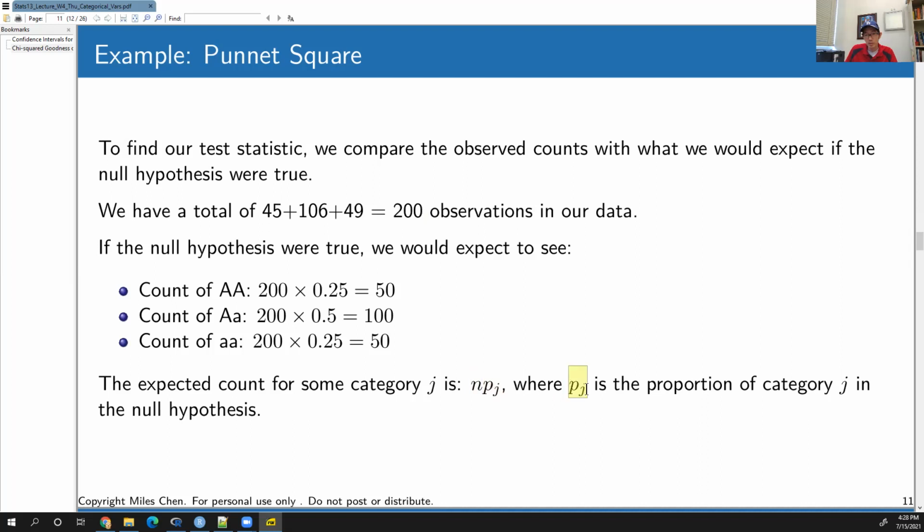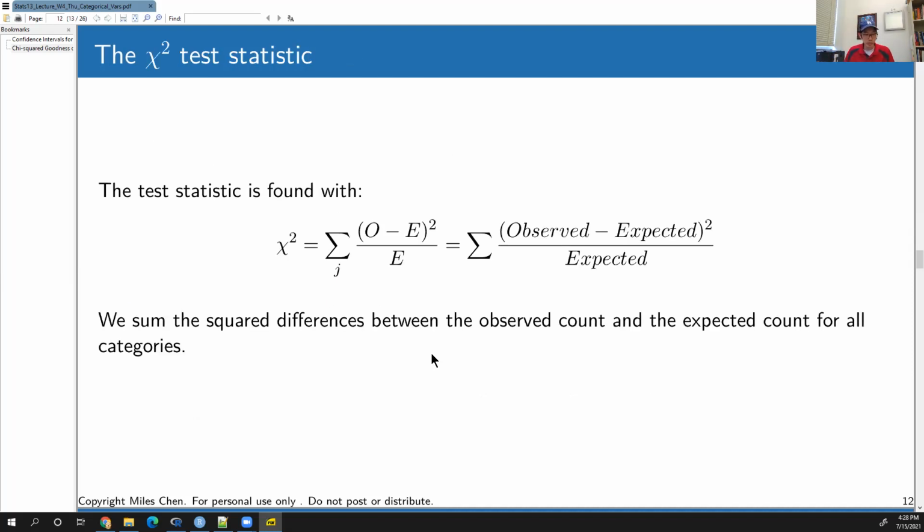P sub j is the proportion of category j in the null hypothesis, and n is the total count of your observations. So it's n times p sub category AA, p sub category A, little a, and so on and so forth. So that's how we get our expected counts. And then we're going to calculate our test statistic.